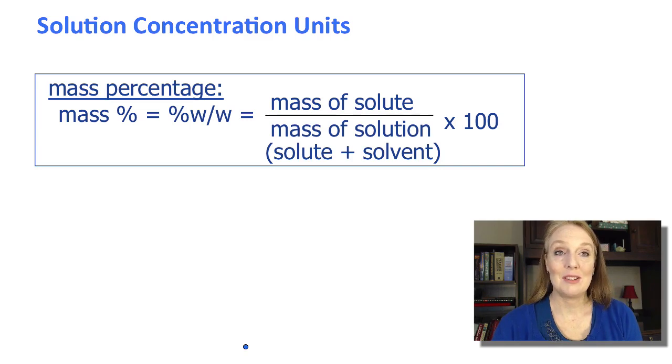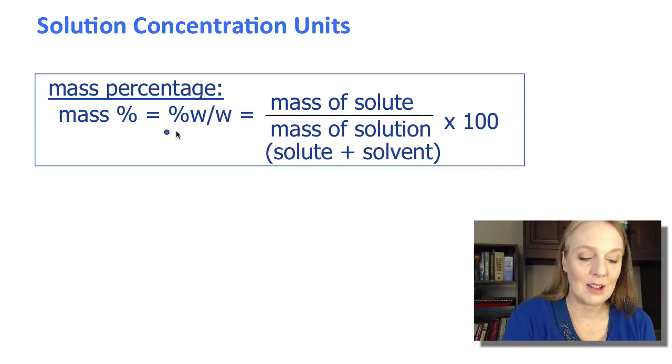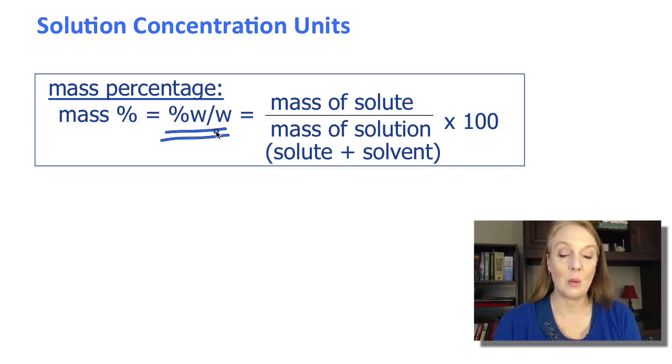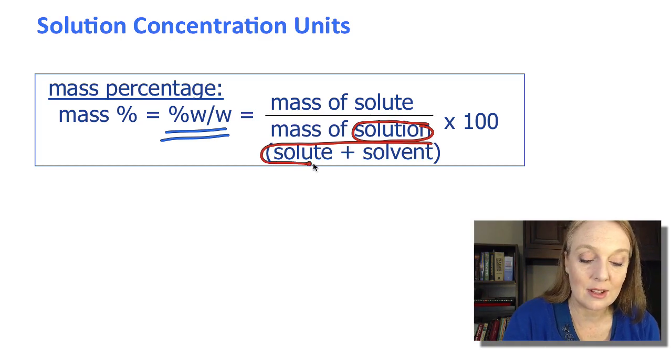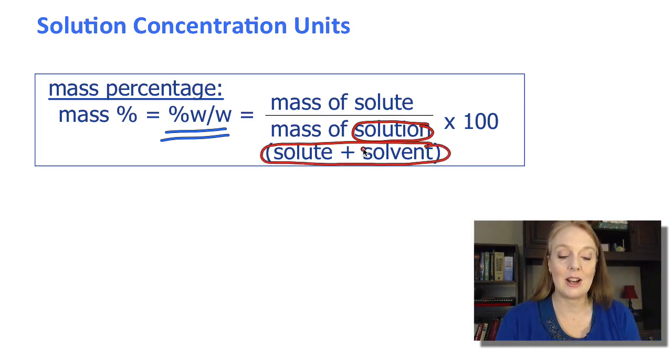Mass percent, which is sometimes shown as percent W/W, W standing for weight. I know some of you don't like that I use weight and mass interchangeably, but scientists do it all the time. It is defined as the mass of the solute divided by the mass of the solution. And please don't forget that the solution includes both the solute and the solvent. So in the denominator here I have the solution, not just the solvent, times 100 because that gives us 100%.